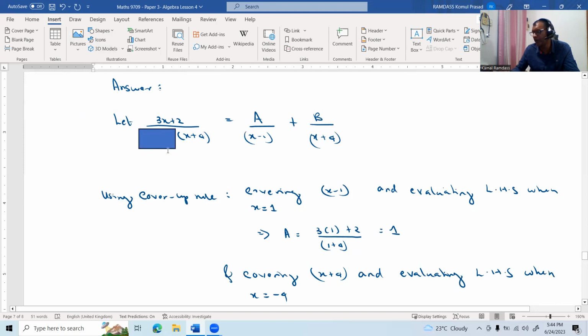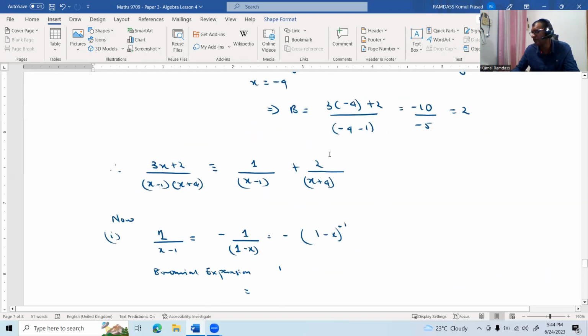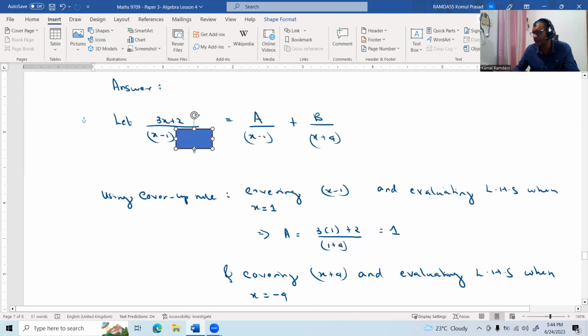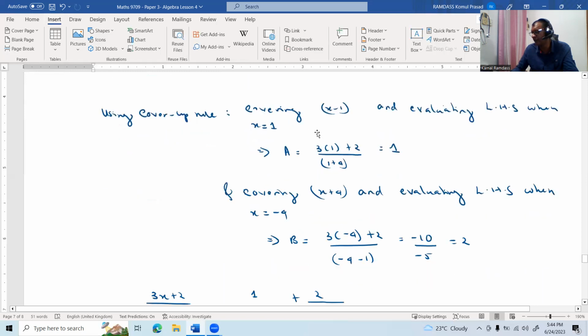Et là, je cover ça, parce que x plus 4, je remplace x is equal to minus 4. 3 times minus 4, je gagne minus 12 plus 2, je gagne minus 10, et minus 10 divided by minus 5, je gagne 2. Ça veut dire, je gagne b is equal to 2, et je finis express in partial fraction. OK? Ça veut dire 1 over x minus 1 plus 2 over x plus 4.